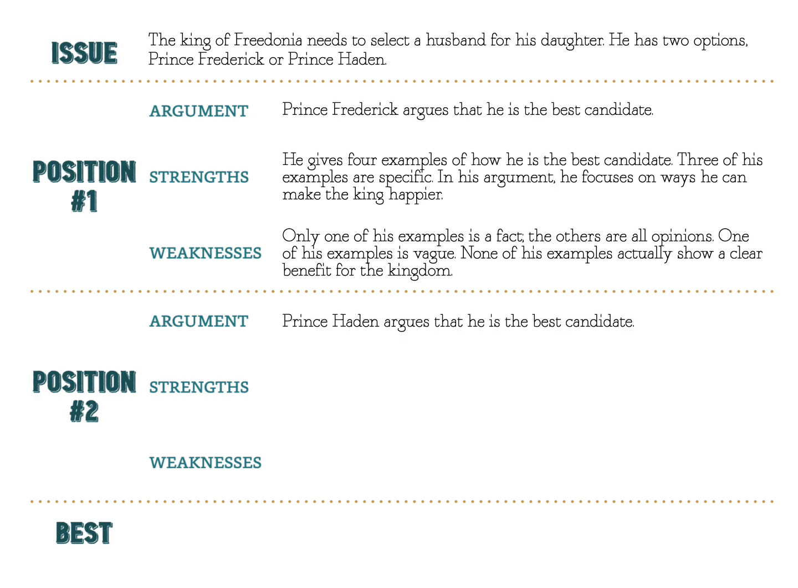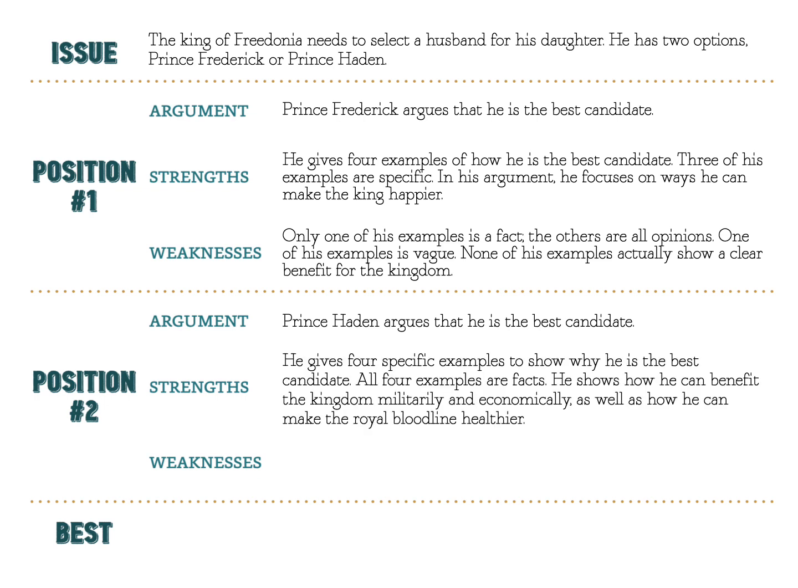Prince Hayden, meanwhile, argues that he is the best candidate. His strengths: he gives 4 specific examples to show why he is the best candidate. All 4 examples are facts. He shows how he can benefit the kingdom militarily with an ally against Strangia, and economically, place to trade with grain and the selling of the wool. And he shows how he can make the royal bloodline healthier by not being a cousin.